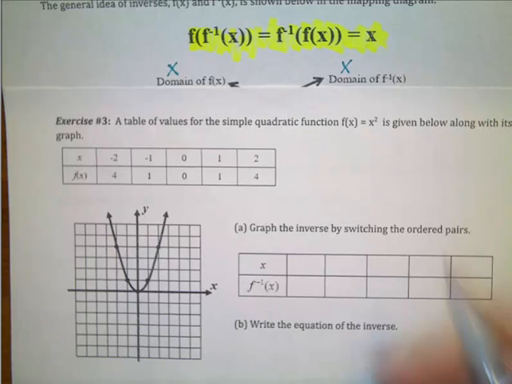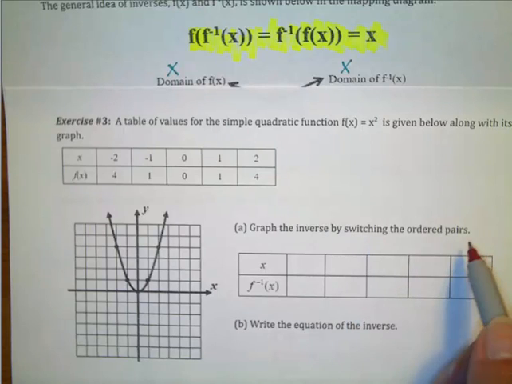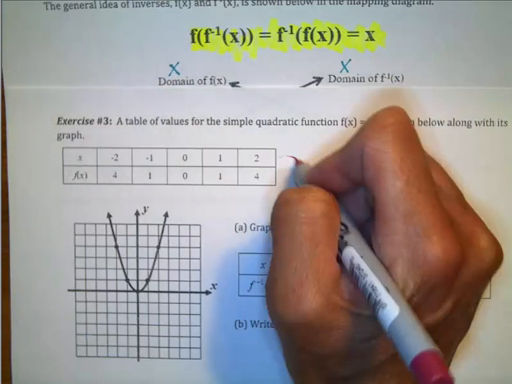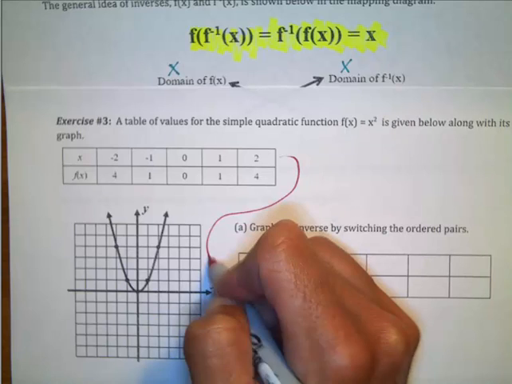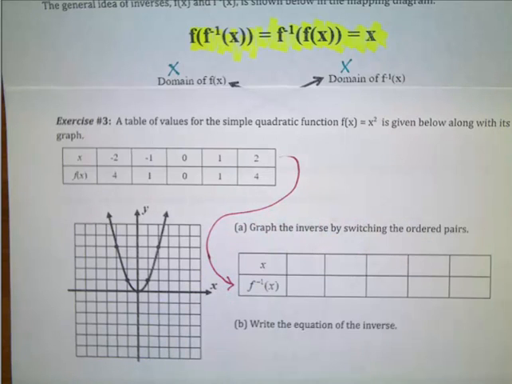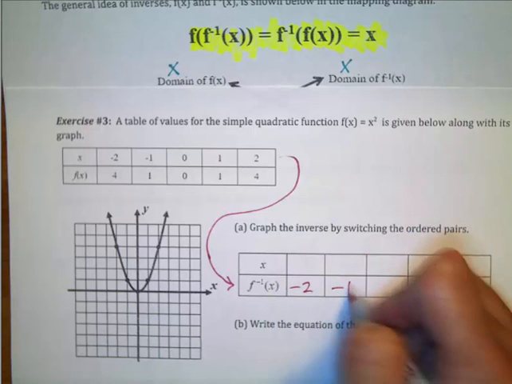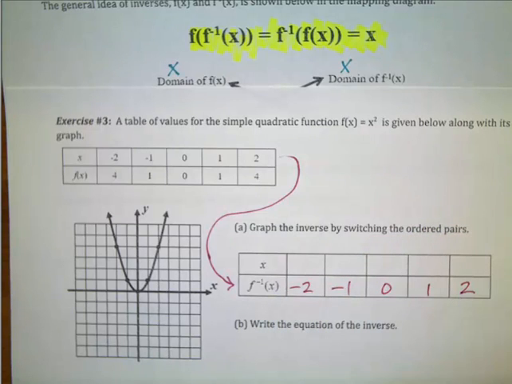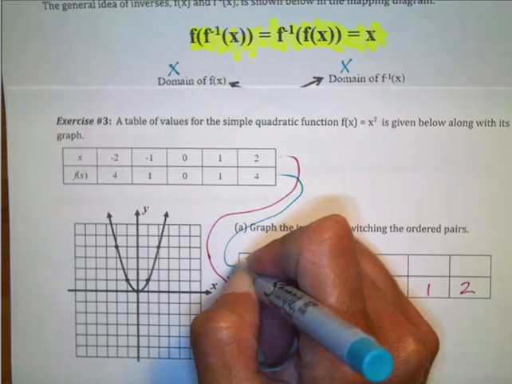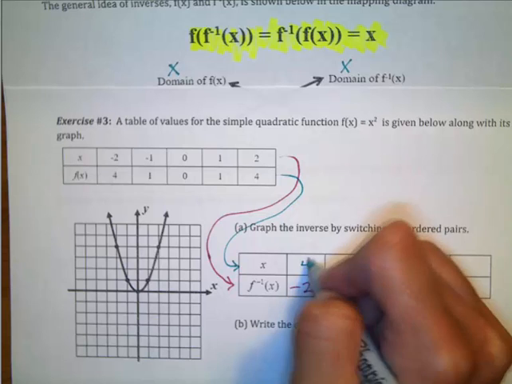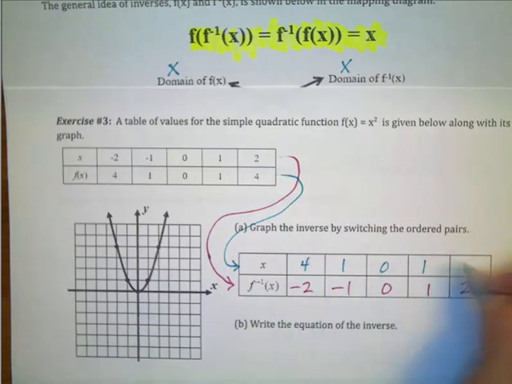Well, we switch the ordered pairs. So x becomes y. So we have -2, -1, 0, 1, 2. And y becomes x: 4, 1, 0, 1, 4.